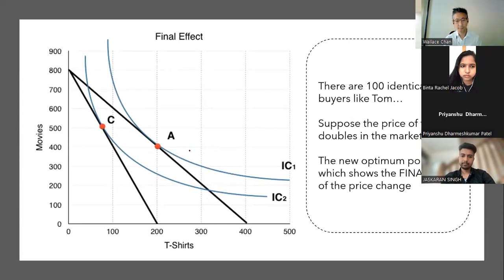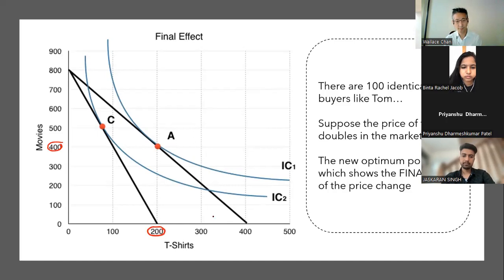So if one person like Tom is buying 4 movies, then a total of 400 movies are being consumed and a total of 200 t-shirts. I'm just multiplying by making this assumption that there are 100 identical consumers like Tom. Now let's say the price of t-shirt goes up in the market.